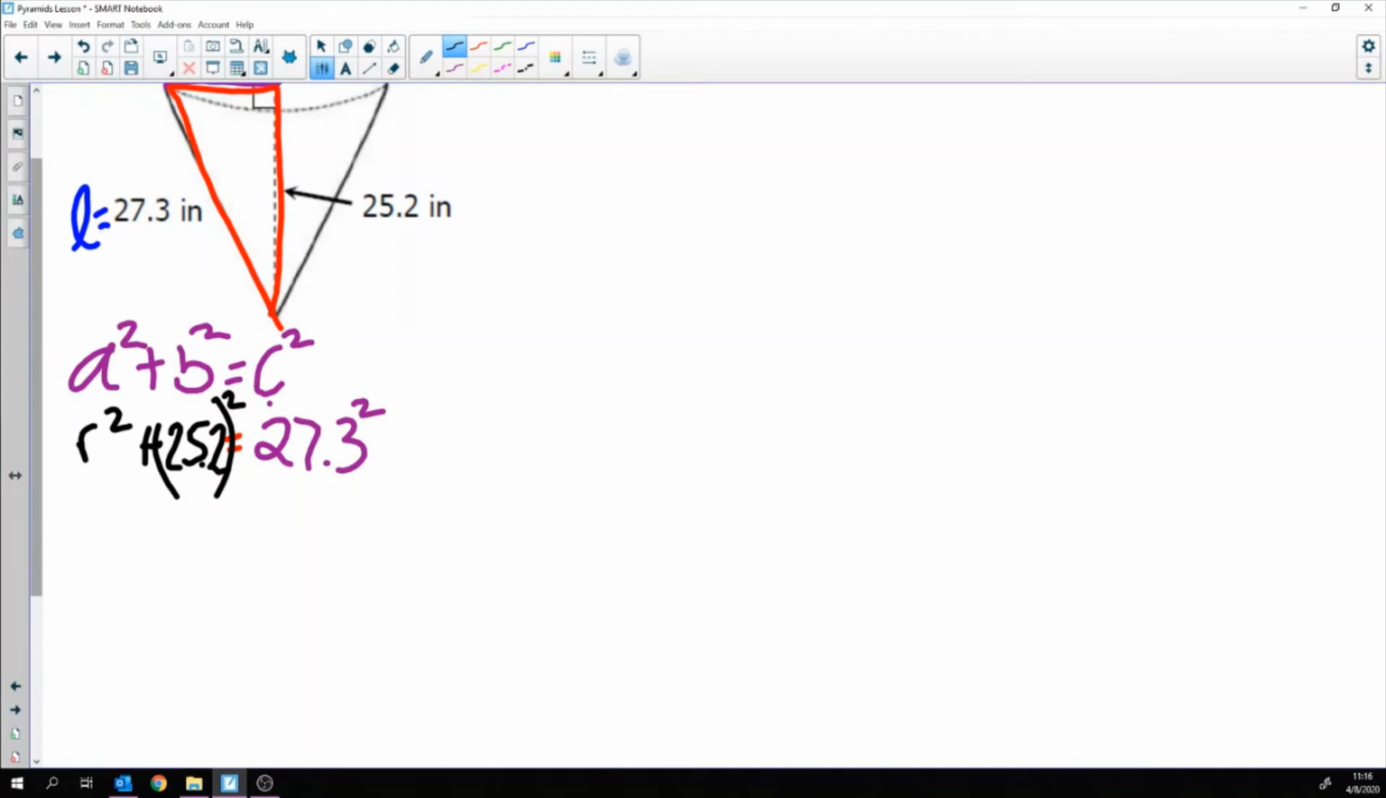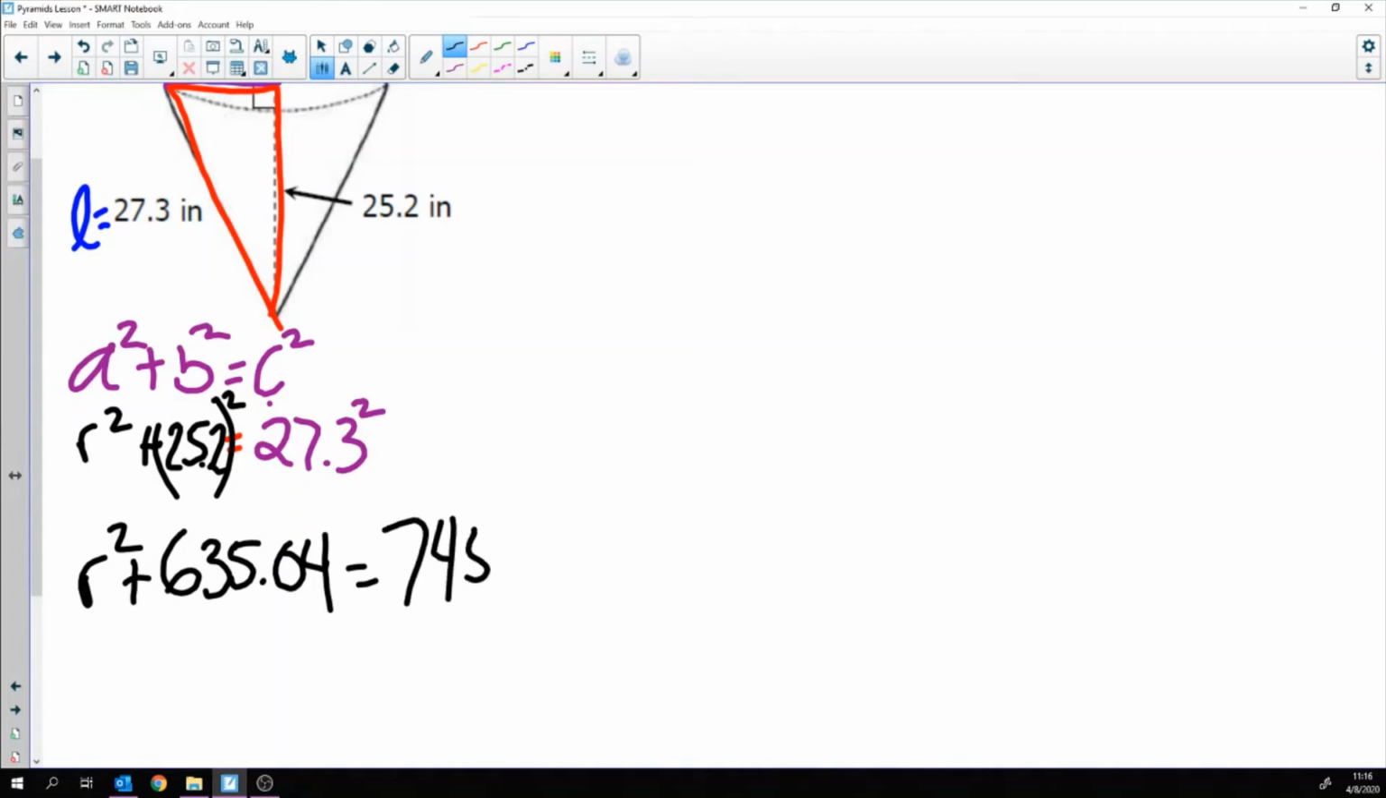Anyways, back to the math. So we're going to start with the b squared, 25.2. We're going to square that. So 25.2 times 25.2. So that's 635.04. Nothing changed with the r squared. And then on the other side, 27.3 times 27.3 is 745.29.